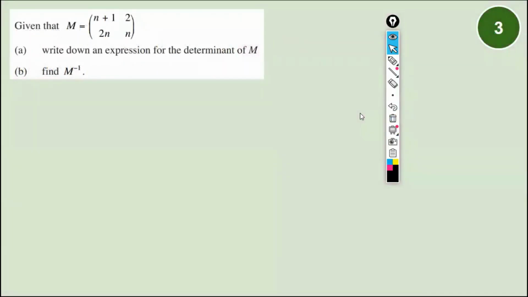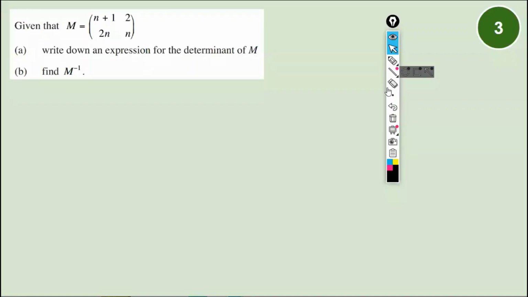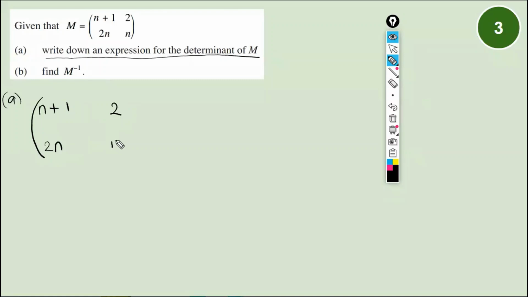So here's another question, right? This time you're going to be getting an expression for your answer instead of an actual value. So all we have to do is write down an expression for the determinant. Well, let me write it a little bit bigger here for part A. It has n plus 1, 2, 2n.